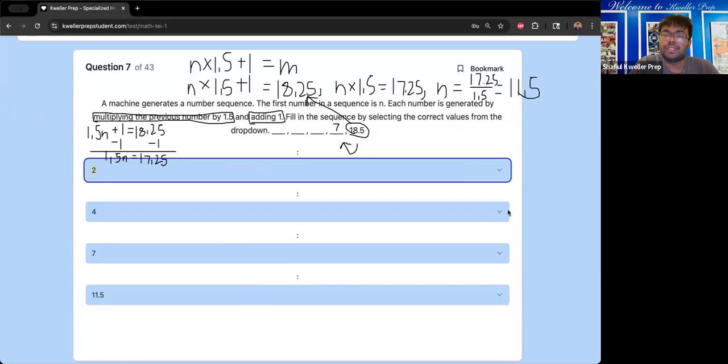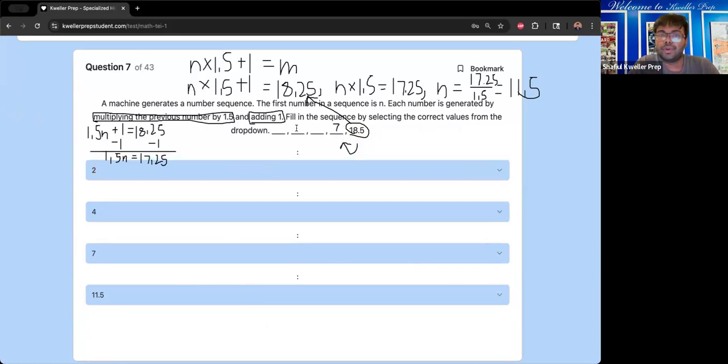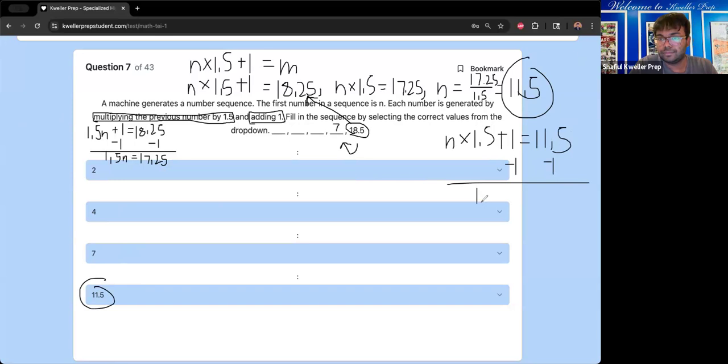Someone said, would it be viable to do it the opposite? Like do it from the first box until 11.5? Well, we can't really do that because we don't know what the first number is. That's why we have to work backwards. We have to solve for 11.5. Once we got 11.5 here, we can continue solve for 7, solve for 4, solve for 2. Right? The idea here is you just continue solving that equation. N times 1.5 plus 1 is equal to 11.5. So you subtract 1, and then you divide by 1.5.